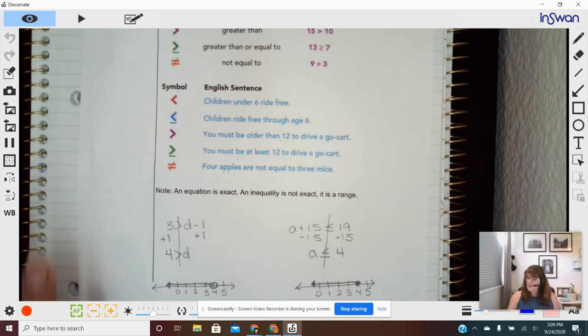So that is how we're going to use inequalities, the same way we use equations, to give greater ranges of information. After you look through this, do your try problems, and I can't wait to see you again.